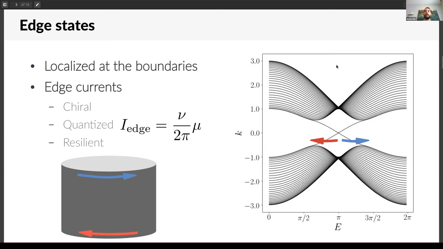If we were to look at the energy spectrum of the system inside the cylinder, these two bands here in the middle would correspond to the edge states. One band corresponds to one boundary, and the other band corresponds to the other boundary.